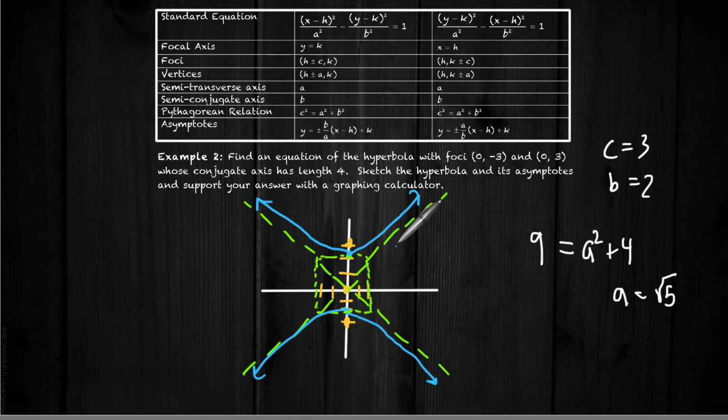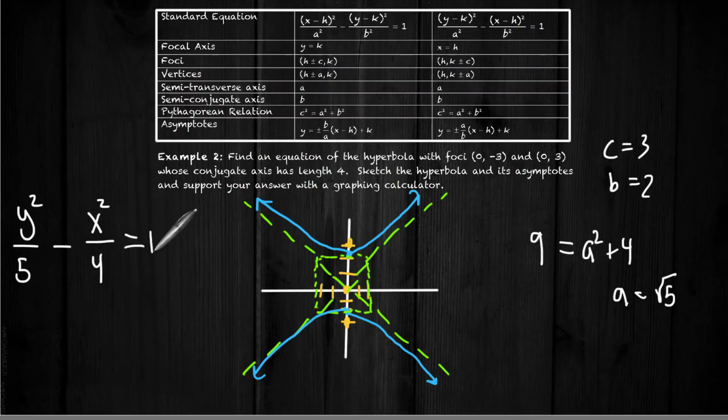Now notice that because it's going up and down, we need in our equation for the y to be the first letter that we see. This is still centered at 0, 0, so it's going to be y squared over a squared. Remember, a is root 5, so this is going to be 5 minus x squared over b squared, and b squared is just 4, equals 1. So don't forget, with hyperbolas it needs to be a minus.